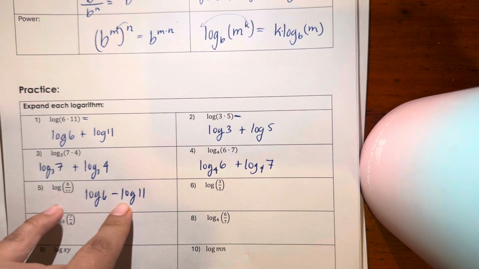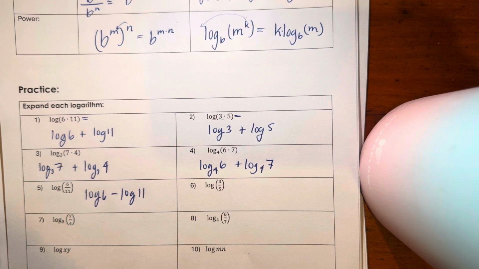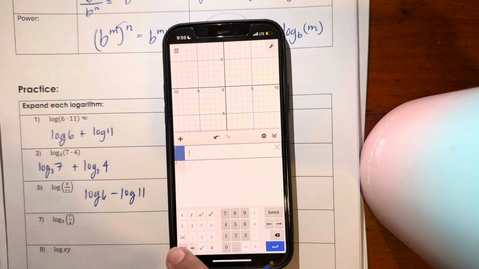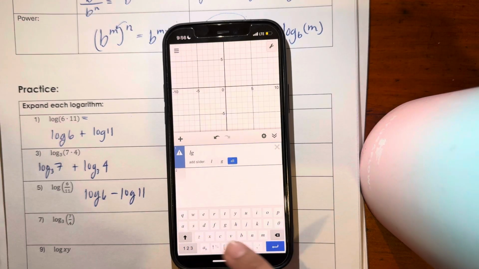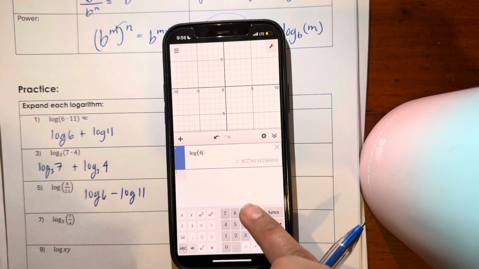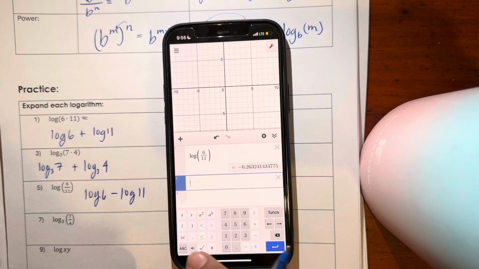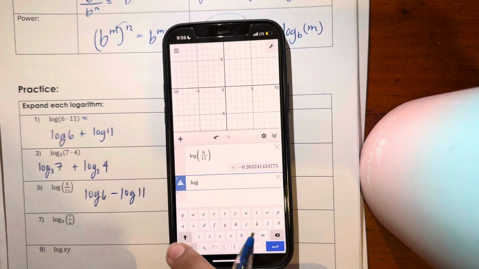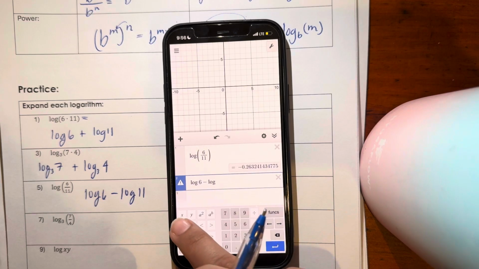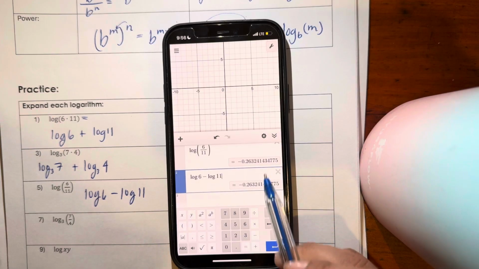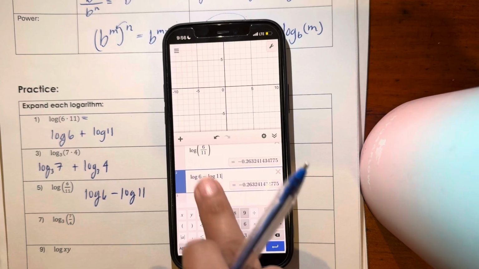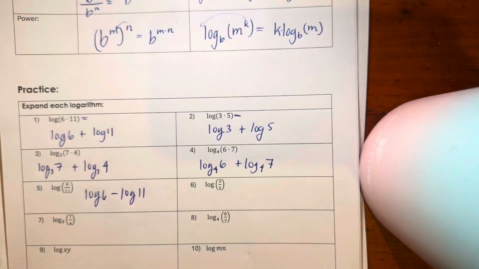Okay, check your answer, type it into the calculator. Log of 6 divided by 11, and then you just check log of 6 minus log of 11. Same answer, negative 0.26. And then the rest for both of them. One log, two separate logs.